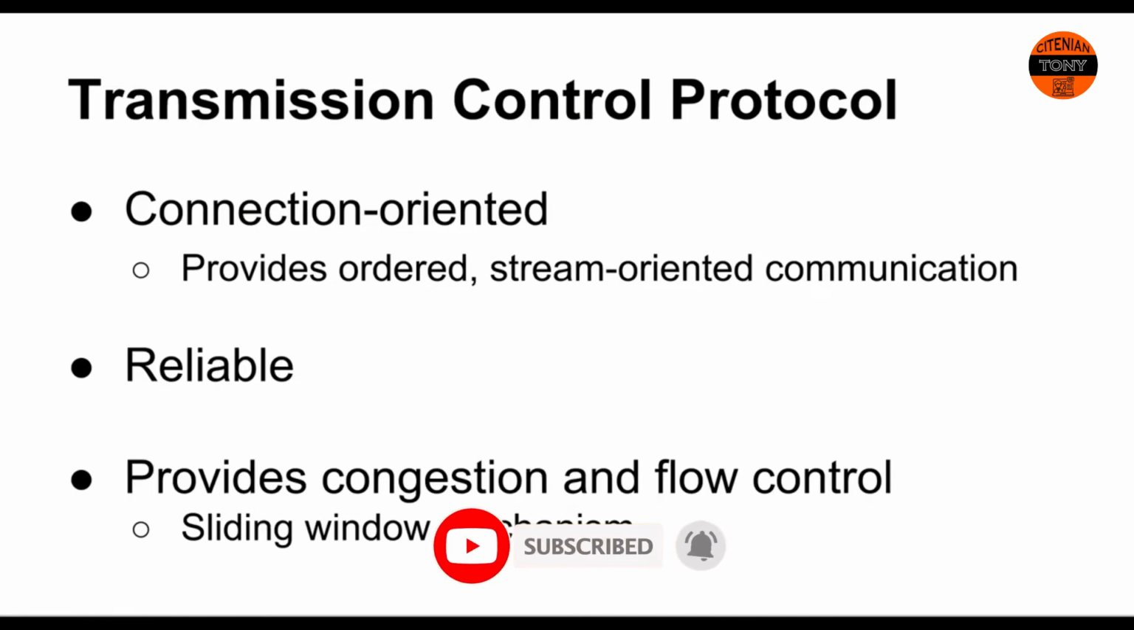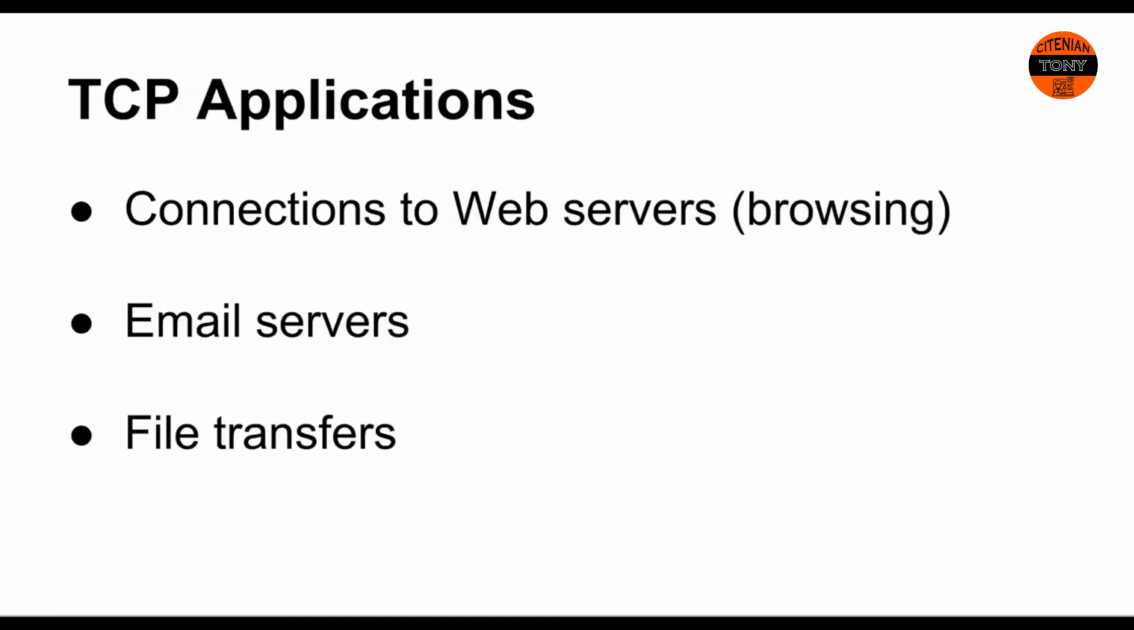It is a reliable protocol, so it will automatically handle situations in which messages or packets at the underlying network layer are dropped. And it provides congestion and flow control using a fairly complicated sliding window mechanism. TCP applications include connections to web servers, such as web browsing, email servers, and most types of file transfer.